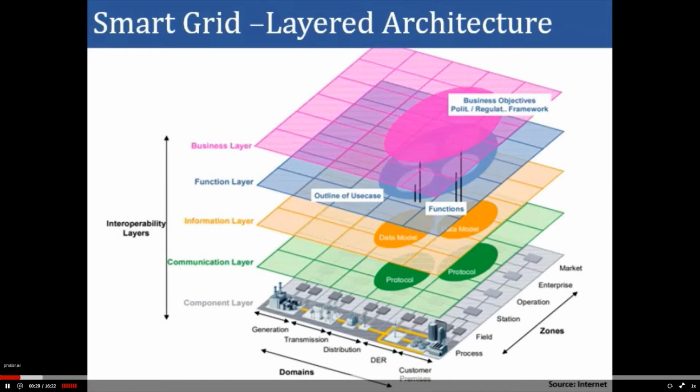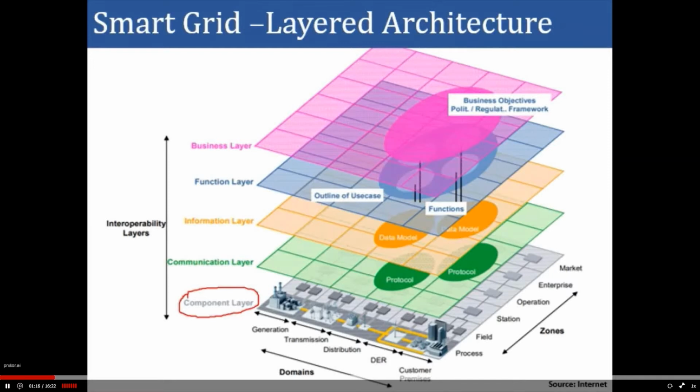So we'll see the first layer is the component layer. So what does component layer mean? The physical devices which you will see in the substation or in the field or in the other parts of the power system network are part of the component layer. So here the devices will include the generation devices, transmission, distribution devices, distributed energy resources, or the devices which are there in the customer premises. So generation, transmission, distribution, DER and customer premises, these domains will be part of the component layer.